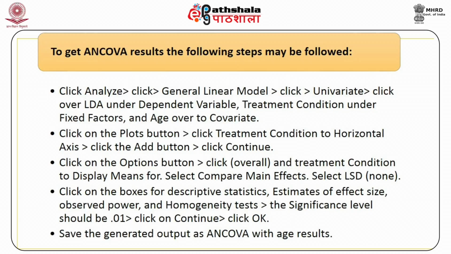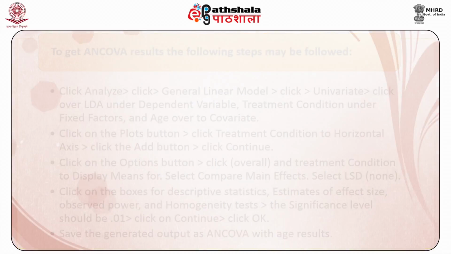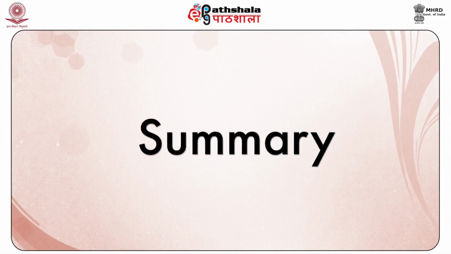Click on the boxes for descriptive statistics, estimates of effect size, observed power and homogeneity test. The significance level should be 0.01. Then click Continue, click OK and save the generated output as ANCOVA with age results. The summary of the text.